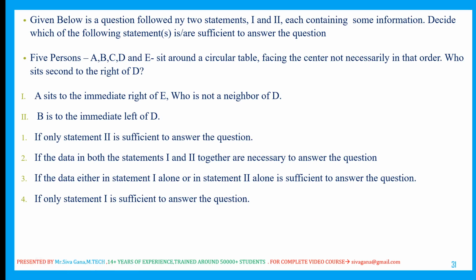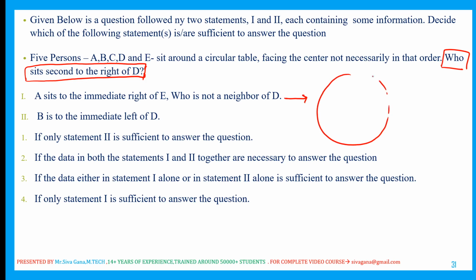Given below is a data sufficiency question, one of the finest models, data sufficiency. 5 persons are sitting around a table facing the center. Who sits second to the right of D? This is the question we need to answer. To answer this question, let us see whether statement 1 alone is sufficient or not. Statement 1 alone I am dealing.